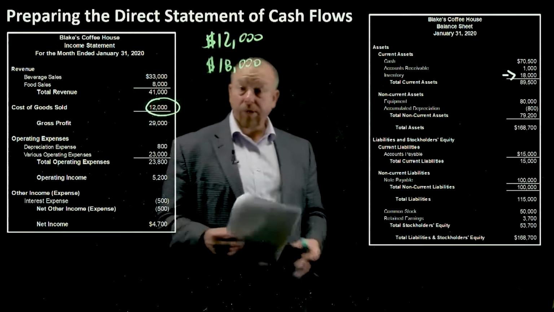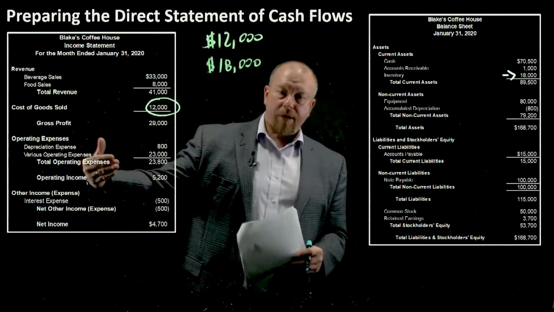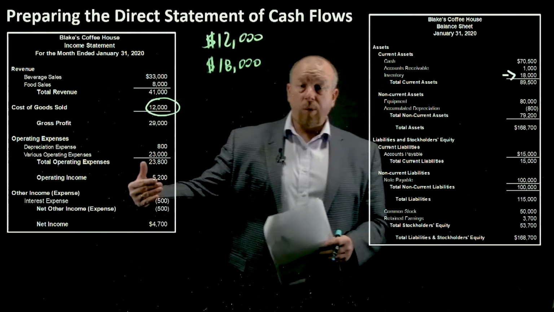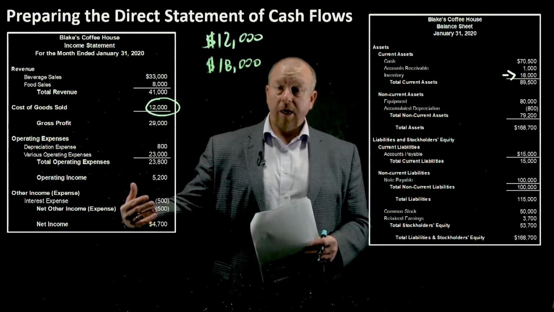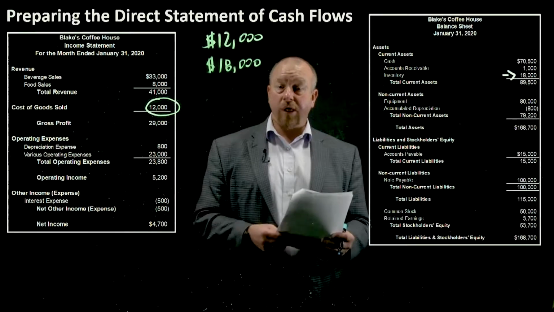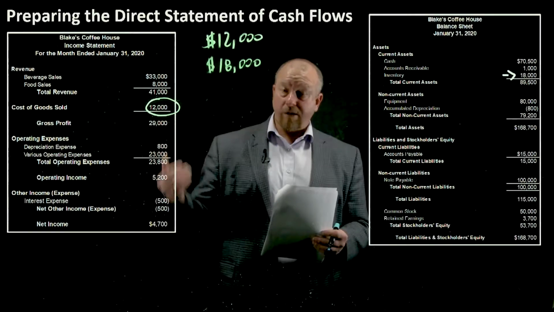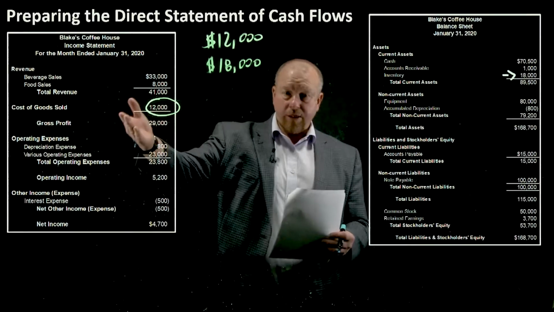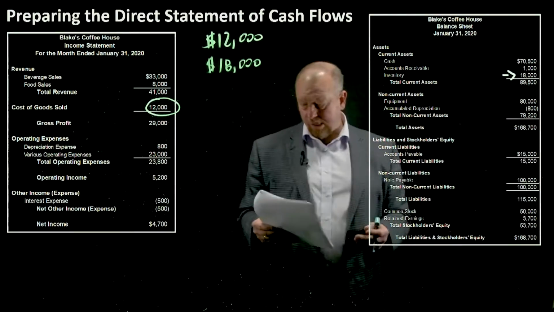So we're up to 30,000, which is no surprise because if you recall back from our indirect discussion, we had purchased inventory of $30,000 from our supplier, and then we had an inventory adjustment that reduced our inventory by $12,000. That created this cost of goods sold, and that resulted in our ending inventory of $18,000.